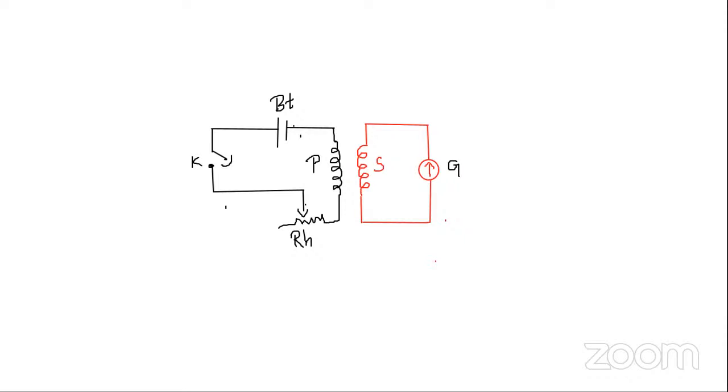Yes, students, you can unmute yourself and talk. Even if it is wrong, no issues. We are here to learn only, so you can give it a try. Please don't feel shy to give your answer. You can just tell whatever you know about this scenario. When the battery is connected, current flows through the primary coil. Due to that, will there be any deflection in the galvanometer connected with the secondary coil?